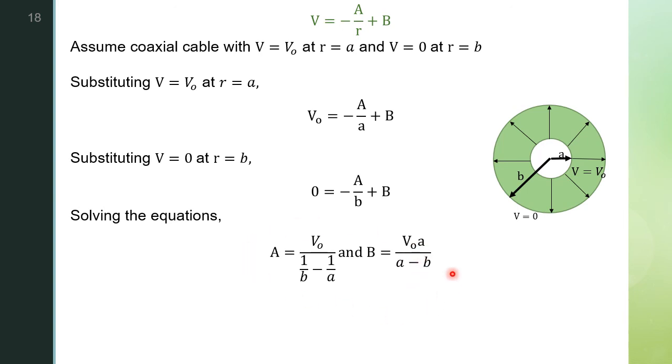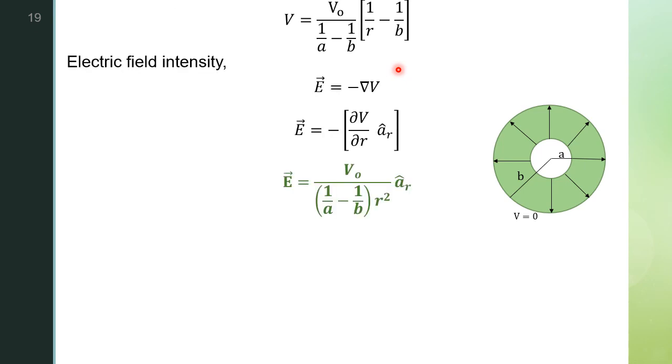So we substitute these values into the expression for potential. Hence, we get V as V0 by (1 by a minus 1 by b) into (1 by r minus 1 by b). So this is the expression for potential, and it is a function of the radius r. Now, the electric field intensity E is equal to minus del V.